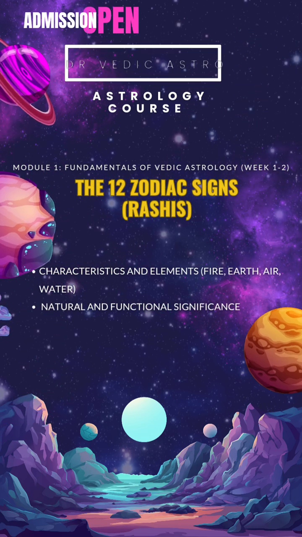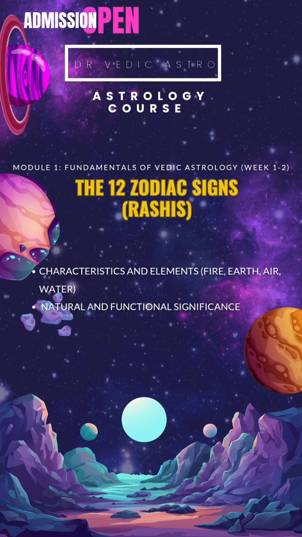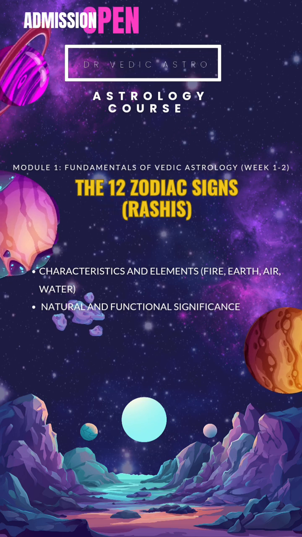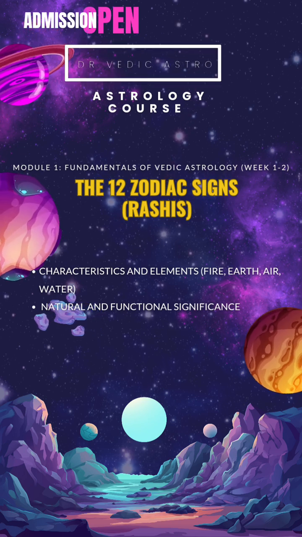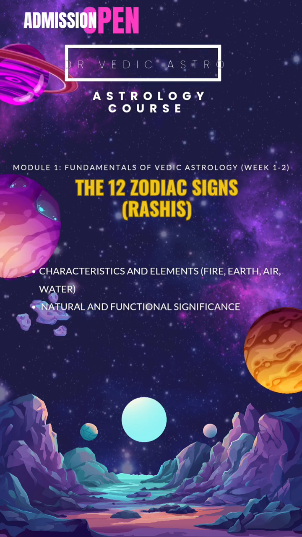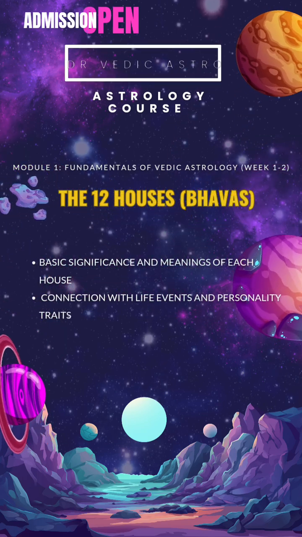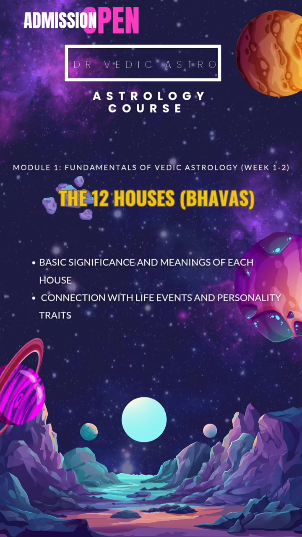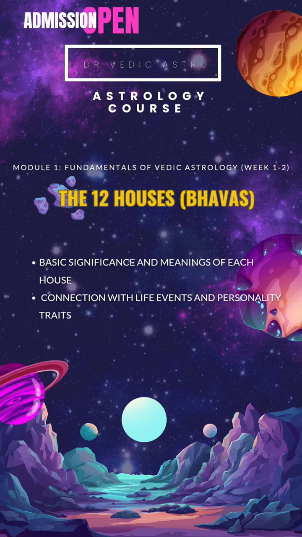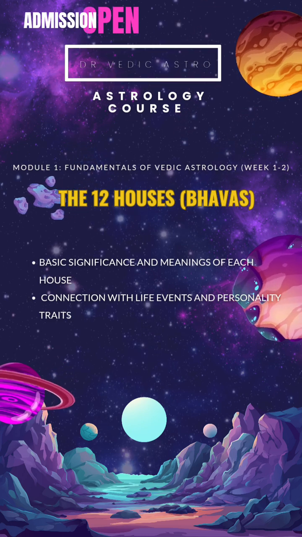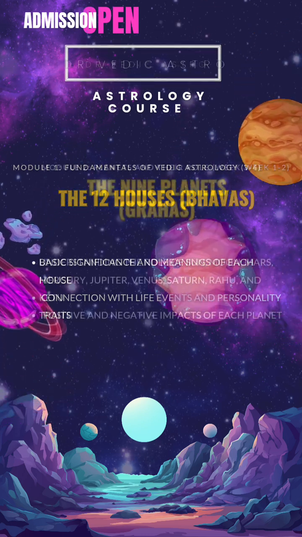The 12 zodiac signs, Rashis: characteristics and elements, fire, earth, air, water. Natural and functional significance. The 12 houses, Bhavas: basic significance and meanings of each house. Connection with life events and personality traits.